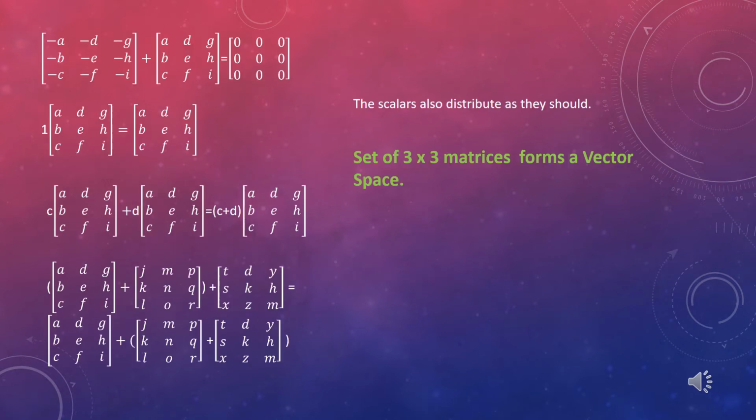You can check that all of the other remaining axioms do hold true. For example, there is an opposite. Just make all the entries the opposite, and when you add two matrices that are filled with opposite entries, you get the 0 matrix. There is a scalar 1 that you can multiply by, and it doesn't change any of the entries of your matrix. All the different distributive properties hold, and all the different associative properties also hold true. So the set of all 3x3 matrices does form a vector space.